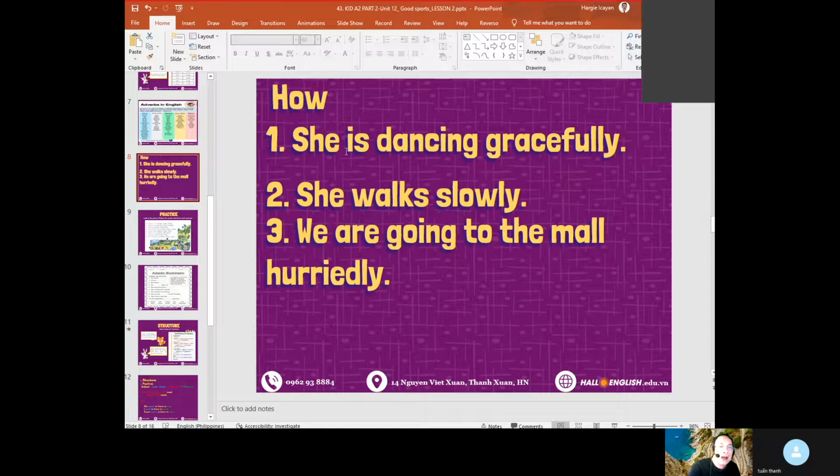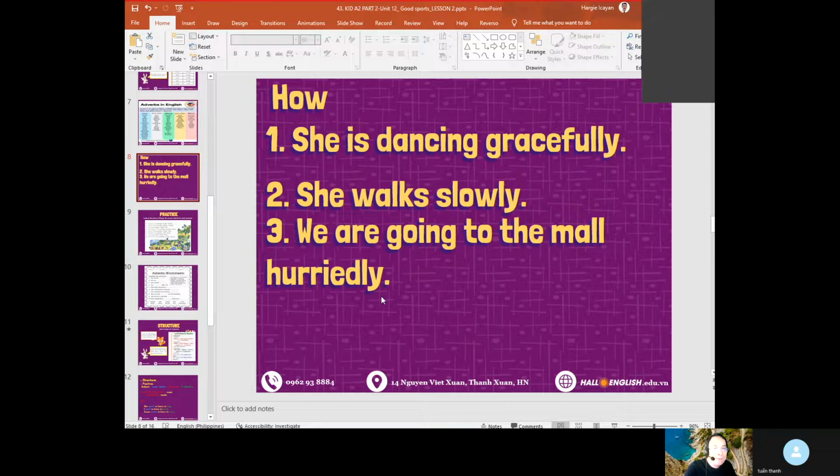Okay, how is she dancing? Gracefully. And why does gracefully become the adverb? Because of the ly. Aside from that, it's because it describes the verb dancing, right? How she walks: slowly. So the first clue in order for us to identify the adverb is the ly, and the second clue would be that it describes the verb walks.